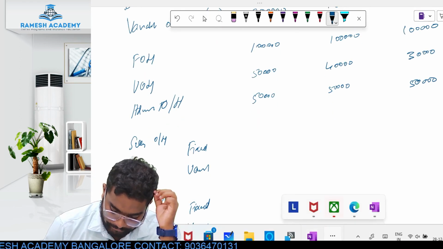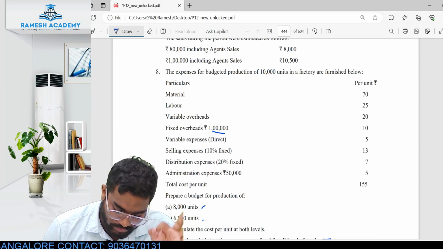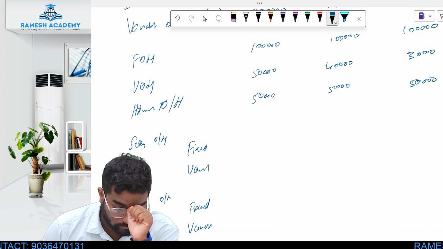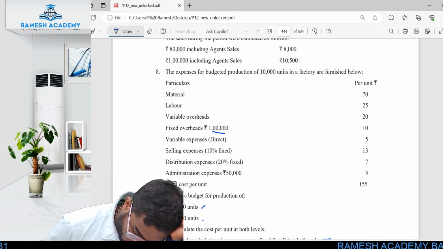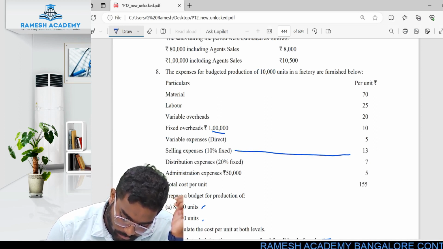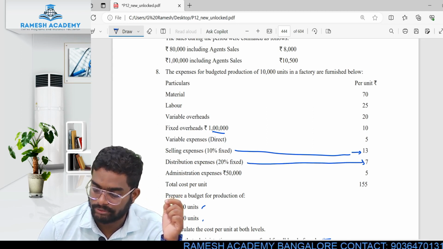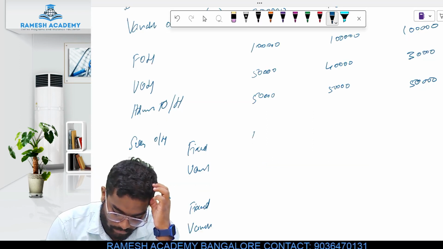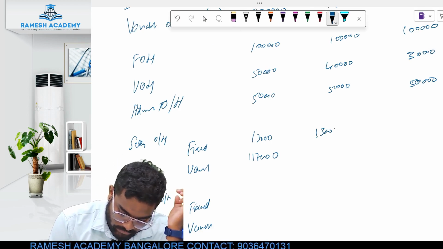So selling overhead, they have given 5 rupees for 10,000 which is 50,000. In that 10% is fixed, which means only 5,000. So 5 rupees is variable. I'm sorry, selling here is 13 rupees. So 13 into 10,000 is 1,30,000, into 10% is 13,000. Okay, here 13,000. So remaining will obviously be variable. So first I'll write down all the fixed expenses.